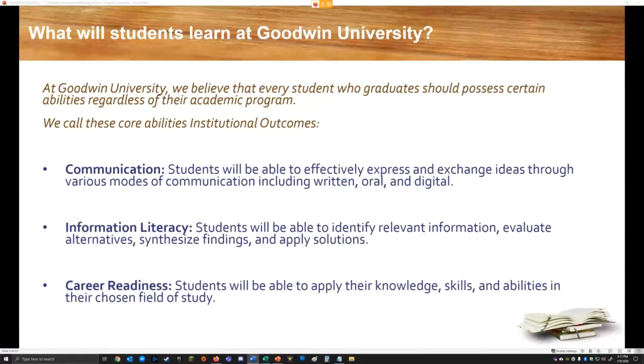And then finally, to align really with Goodwin's mission, not that the others don't, career readiness, so students will be able to apply their knowledge, skills, and abilities in their chosen field of study. And some people might say, well, how do we measure that one? That's really hard. It's usually through a capstone course, an internship, or a clinical setting where those would be measured really well.